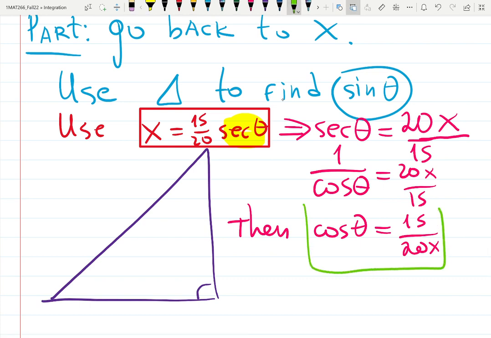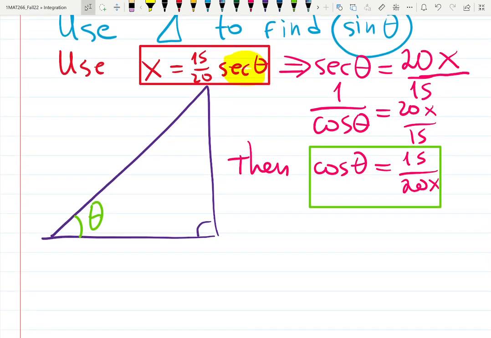Many people in the room may be freaking out because they think, I don't know how to build it. Well, I will show you right now. That's the whole point of this class. So the angle we don't know is here, called theta in the left corner. Now we have cosine theta equals 15 over 20x. Cosine is adjacent over hypotenuse, right? So we know that adjacent is 15. And the longest side, the hypotenuse, is 20x.